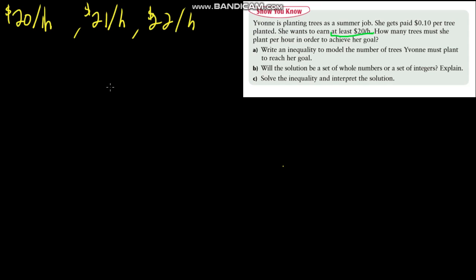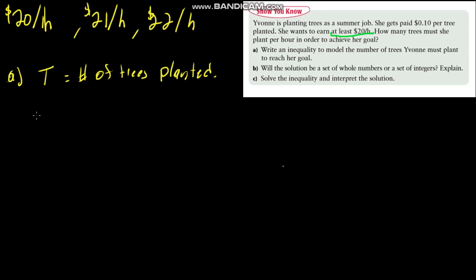So what we want to figure out is how can we express this as an inequality? And we're going to need to introduce a variable to help us out. So for A, let's introduce a variable. Let's say that T equals number of trees planted. Okay, so now that we have that, that's our unknown, the thing that we don't really know about this question, we can build an inequality around that.